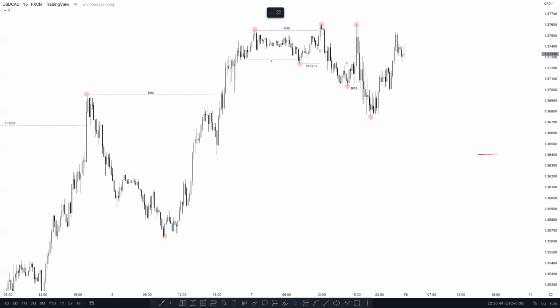Explain how to identify a fake chalk. There is no way to identify a fake chalk ahead of time. If the market has not taken out the liquidity and broken the high or low, then simply this is a fake chalk.